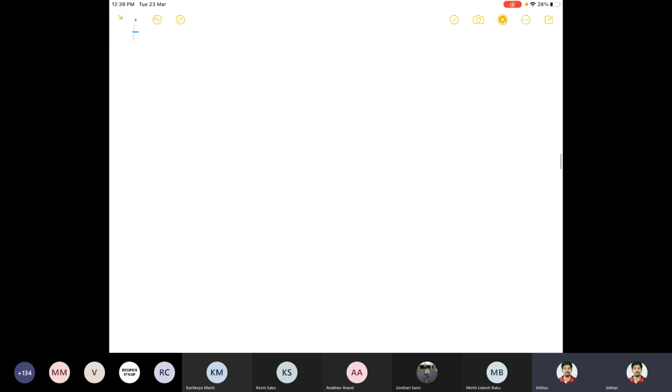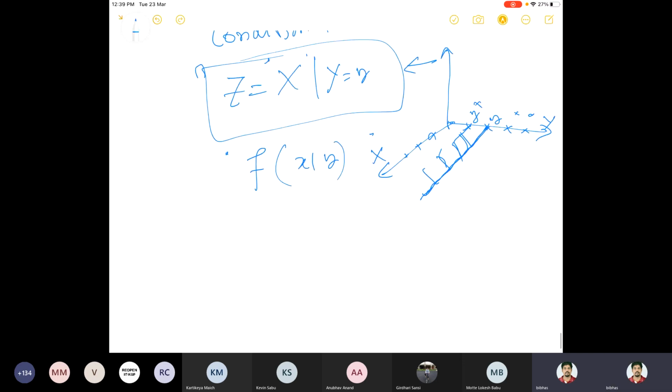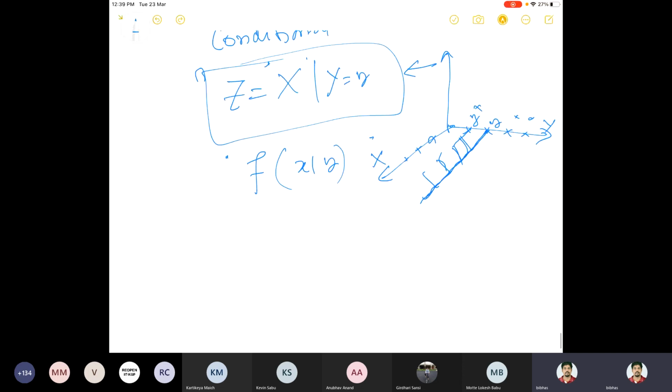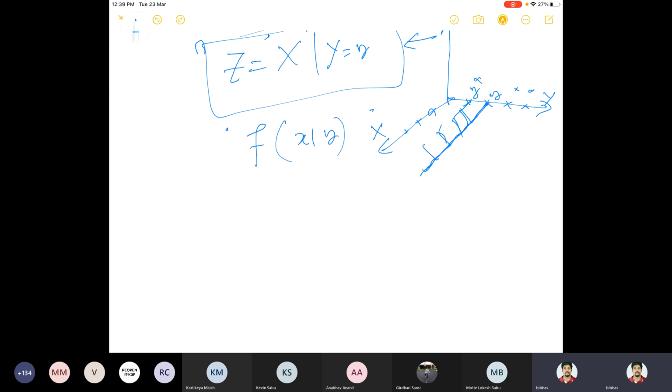I think I need to start a new page for this. Yeah, so this is the conditional one, right? Okay, so now we'll define the mean and variance of this random variable. So we'll now introduce the concept of what is called conditional expectation.